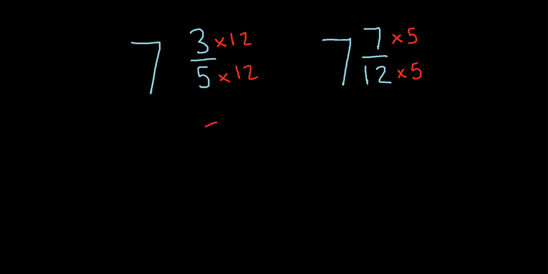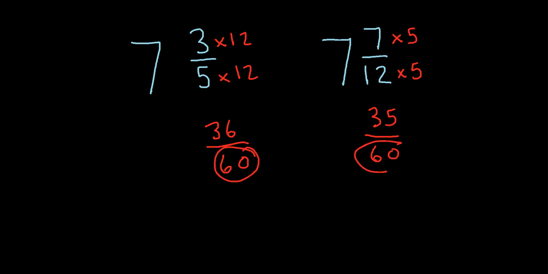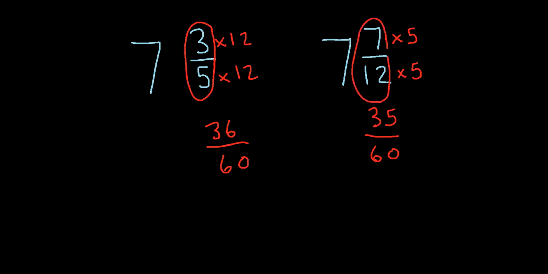3 times 12, that's 36. I'll write that right here. Over 5 times 12, that's 60. And over here we have 7 times 5, that's 35, over 12 times 5, that's 60 once again. So once again, we've converted them to fractions with the same denominator. So to know which one is larger, we simply need to look at the numerators. So 36 is greater than 35. So that means 3/5 is greater than 7/12. So we can go ahead and say that 7 3/5 is greater than 7 7/12.